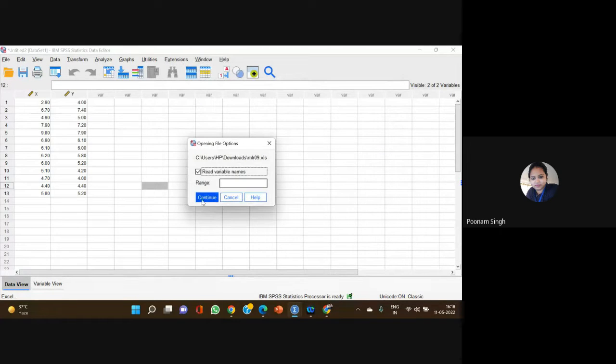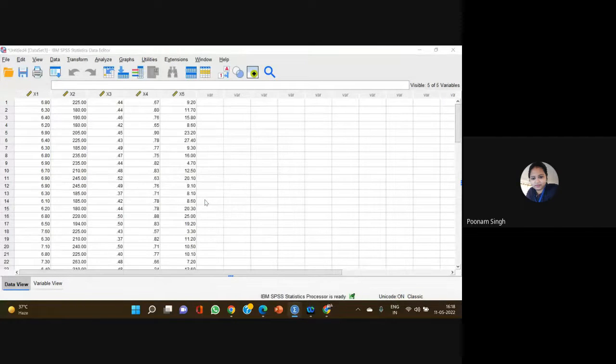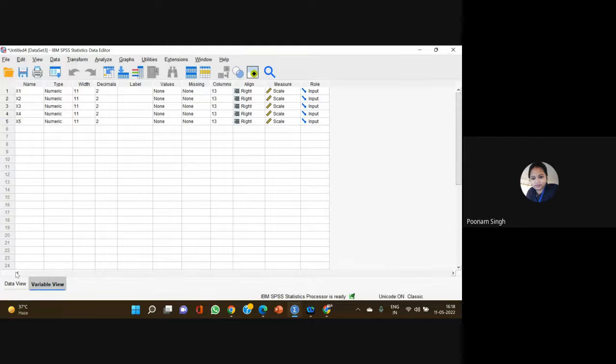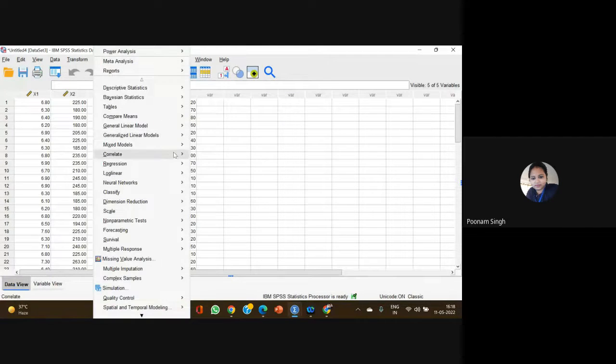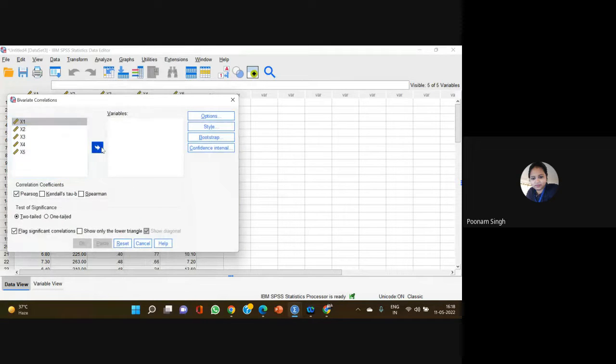So we are taking this example, MLR 9. There were 5 variables, x1, x2, x3, x4, x5. Label is not given, no problem. We will just see how to analyze the correlation if there are more than 2 variables. Since there are 5 variables, we are going to take all the 5 variables in one go to see the correlation between them. We have clicked on two-tailed test.